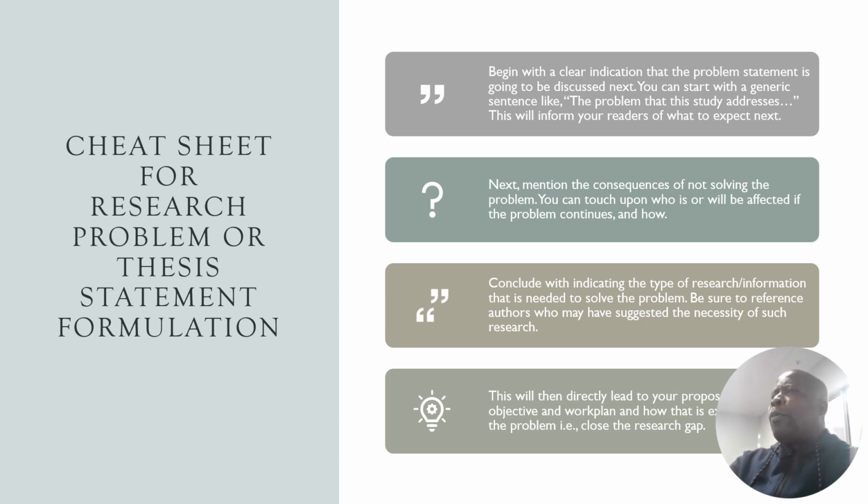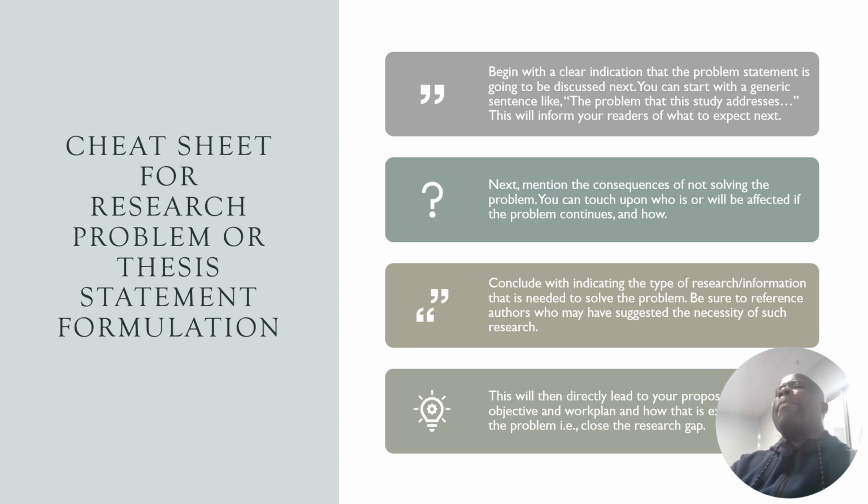The next thing, mention the consequences of not solving the problem. If we don't solve the problem of unemployment, what's going to happen? What's going to happen to our kids? What's going to happen to us? If we don't solve the problem of malnutrition, what's going to happen to the future generation? So you need immediately to go and tell us what's going to happen if we ignore the problem that is affecting the communities.